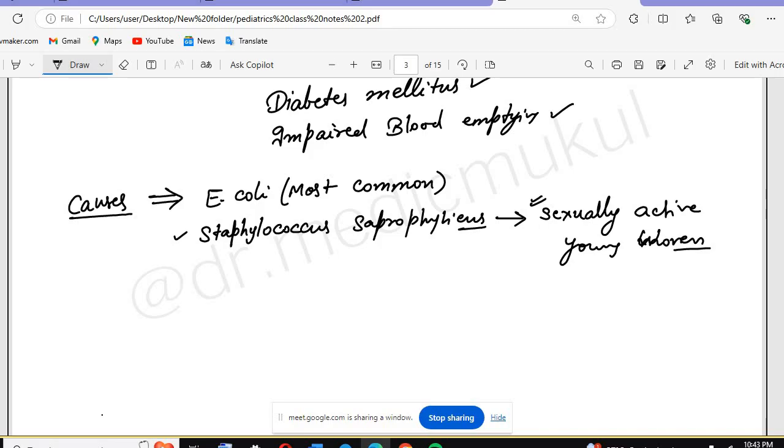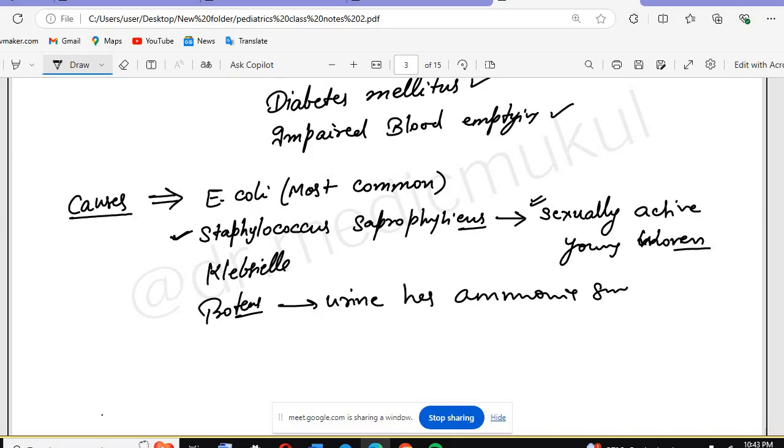Then if I ask you which is the most common in sexually active young women, again it is E. coli. Then we would have Klebsiella. Klebsiella can also be there, and there will be Proteus. If Proteus is there, you will see the urine has an ammonia smell. That is seen in Proteus.